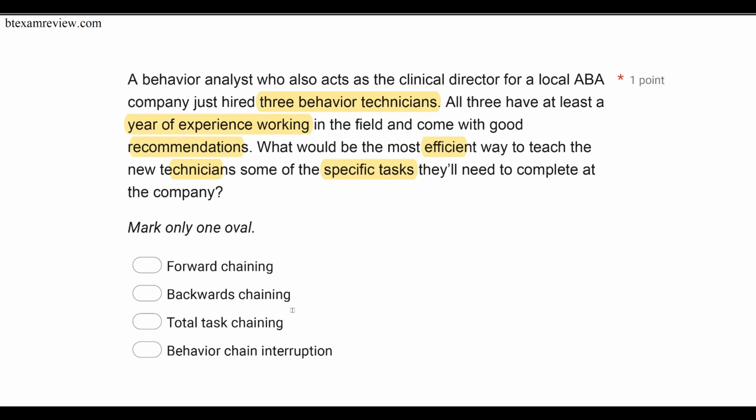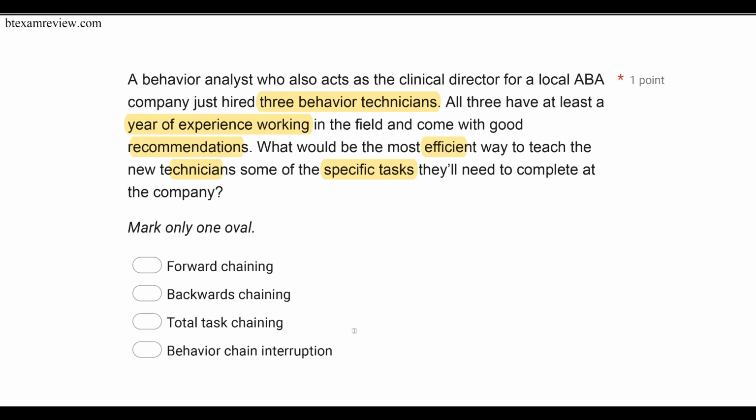So if we've already got 3 behavior technicians with experience, with good recommendations, the most efficient way, meaning the way that's going to save time and resources, would be total task chaining. There's no reason to start by teaching them step by step. If we start with total task and it's not effective, then we can go to forward and backward. But to start, total task will be much more efficient.